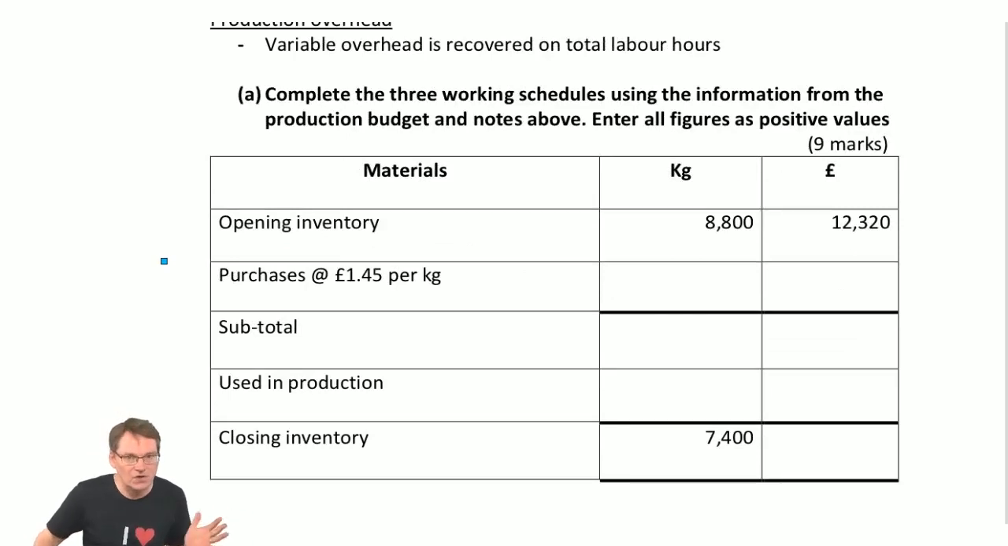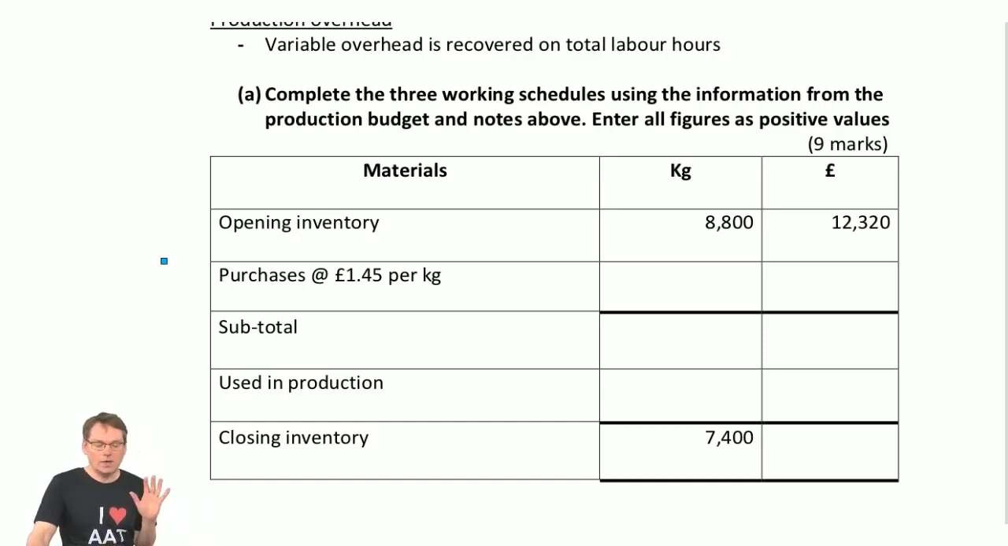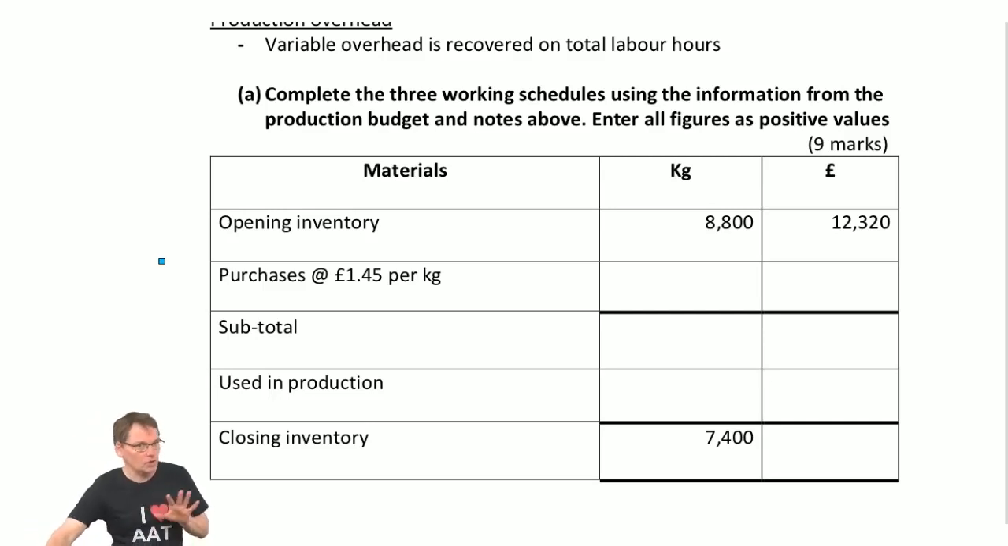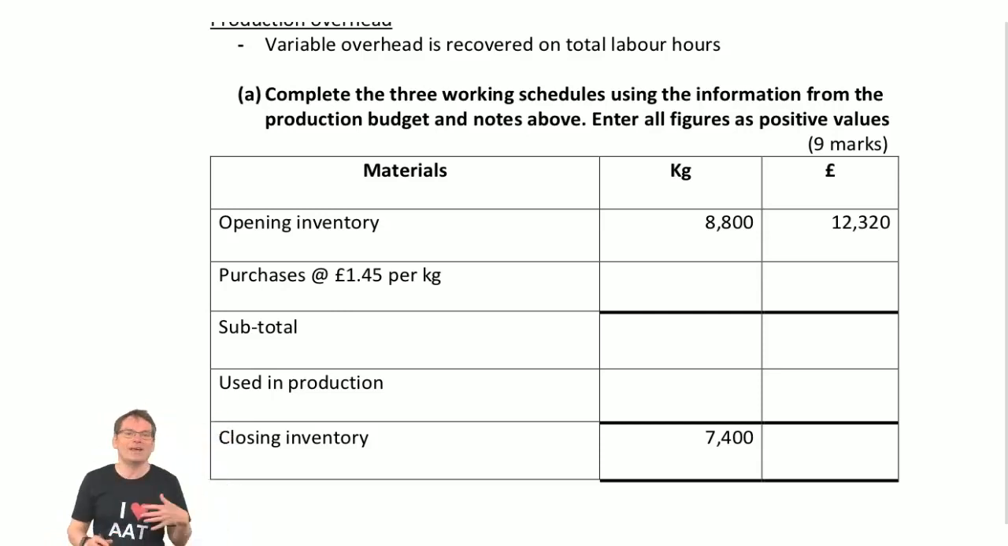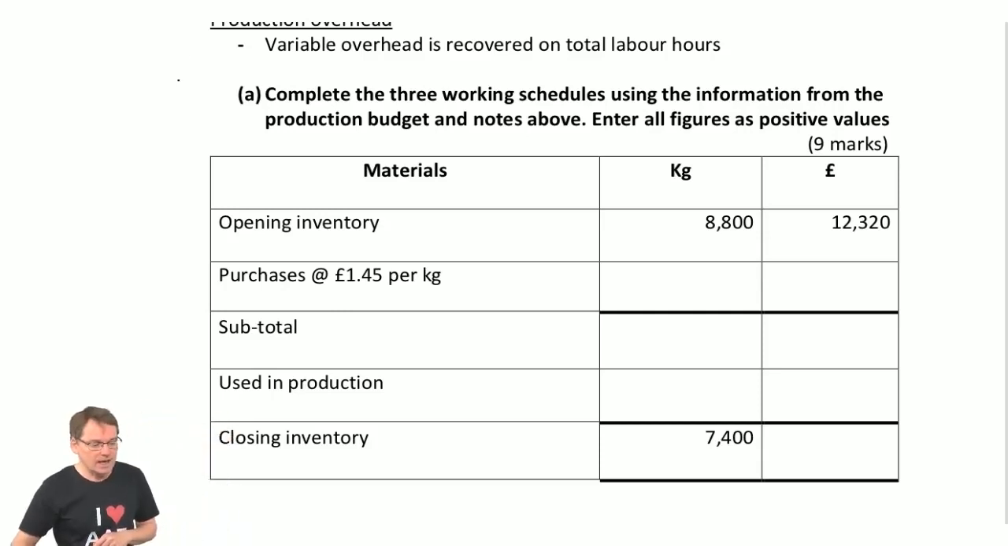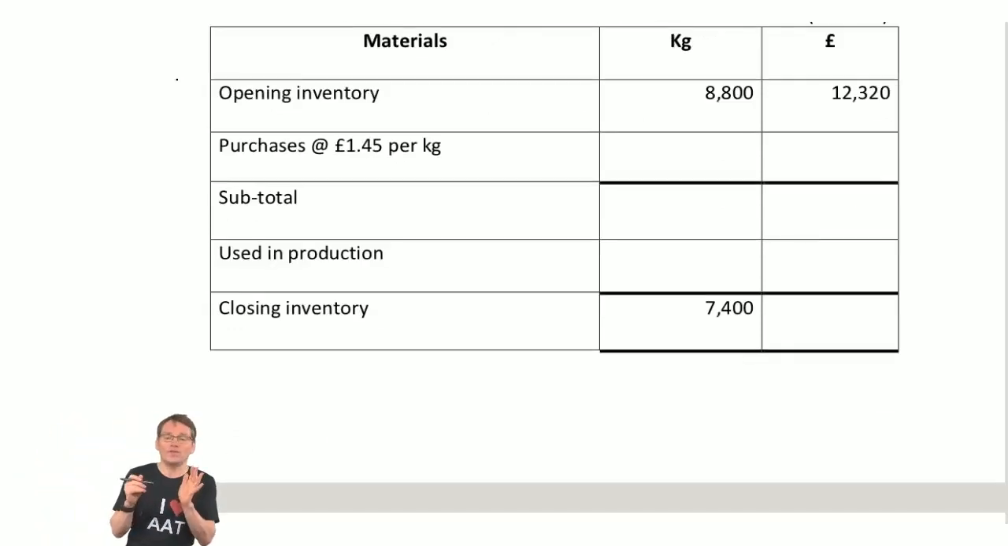Now that means the first job we will need to do is to work out how many items we actually bought, how much material we actually bought, how much we used, and then you can see we know what's in the closing inventory. Now, one way that you can do this, there are a number of ways that you can do it, but certainly what I think is the easiest way to do things is to think about all of the different items that you have. Where do they come from? All the materials that you have in your factory, where do they come from? Where do they go to?